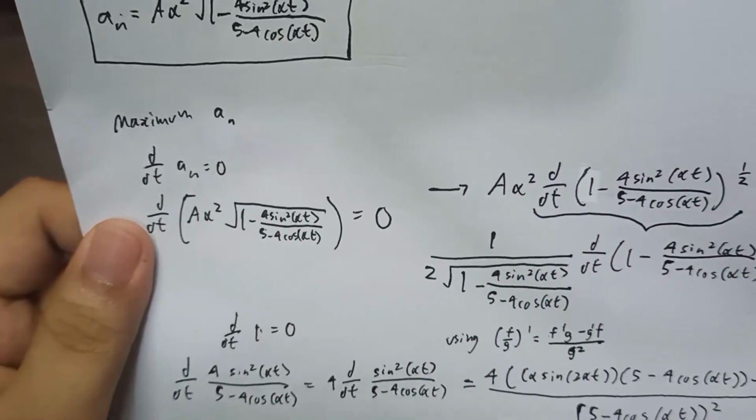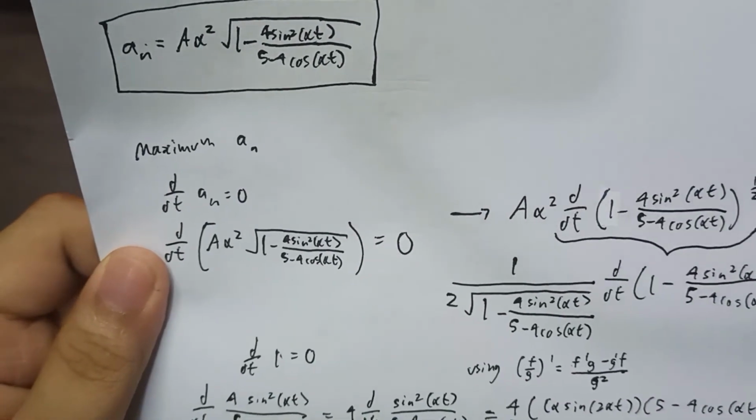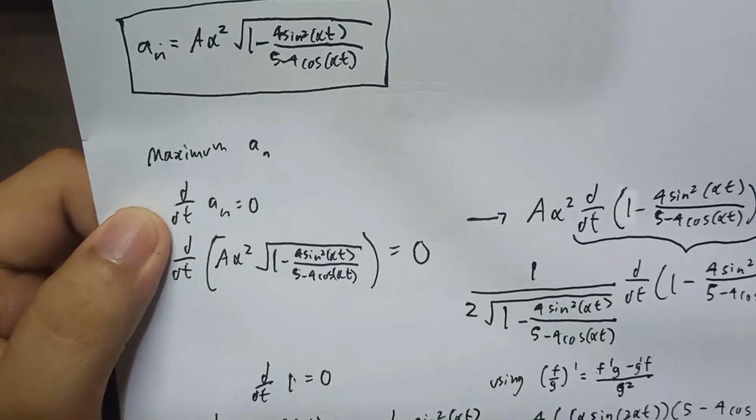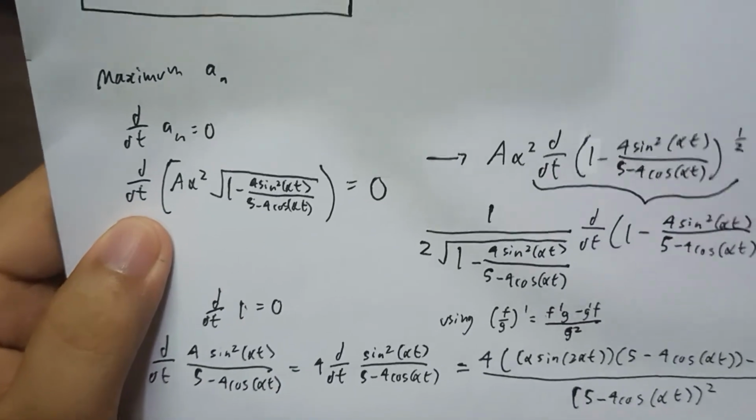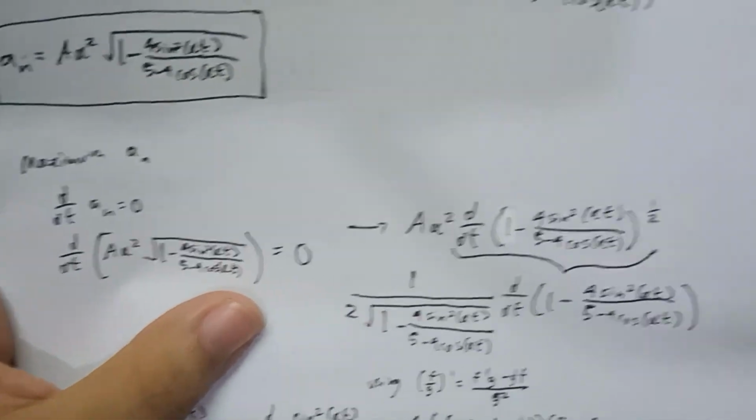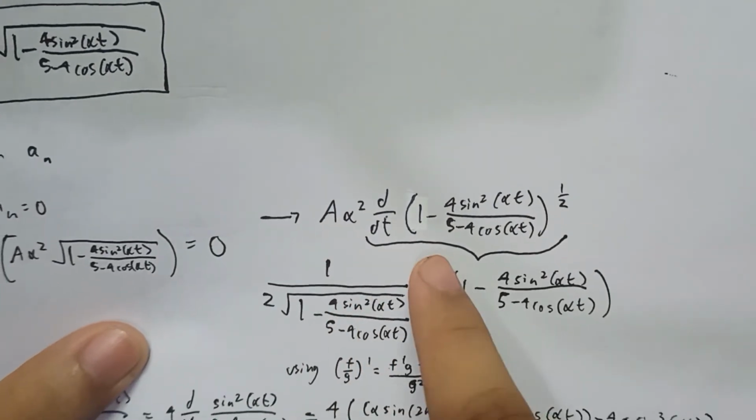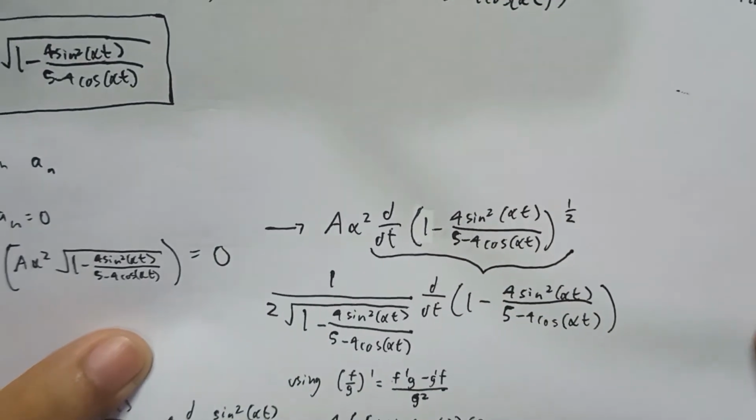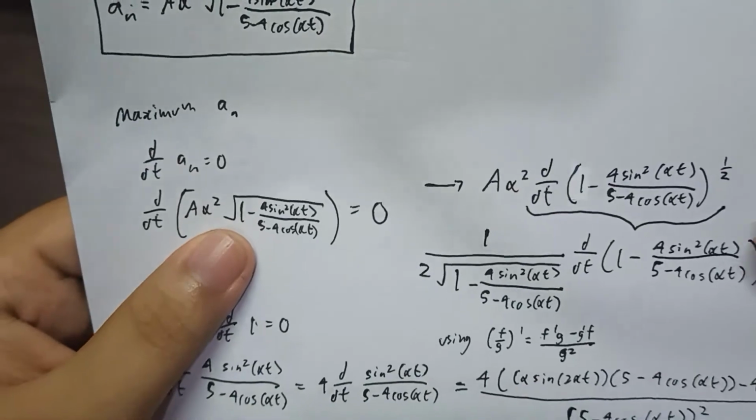Now we have to determine at what times in the orbit the normal acceleration has a maximum. And we know that the normal acceleration has a maximum if its derivative with respect to t is equal to 0, so we just have to get the derivative of what we got with respect to t and equate it to 0. We take out the constant and get the derivative of 1 minus 4 sine squared of alpha t over 5 minus 4 cosine alpha t raised to 1/2, because it is a square root.